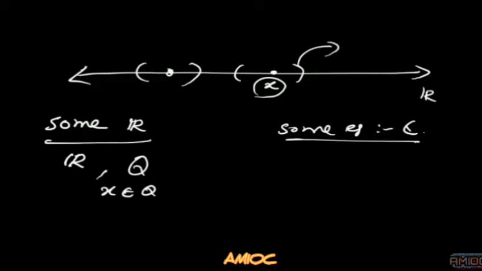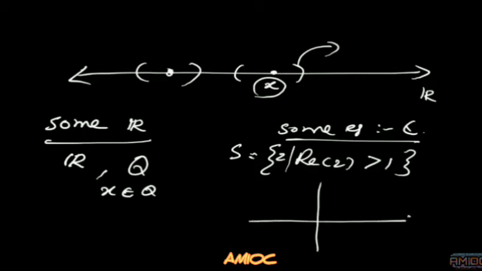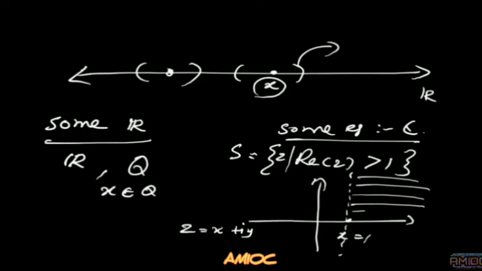And in case of the complex number system, I am defining the set S as the set of all Z such that the real part of Z is greater than 1. Then we can mark the points in the complex plane. Therefore, if we fix Z equal to X plus iy, X equal to 1, as the real part of Z is greater than 1, we will get the region like this.